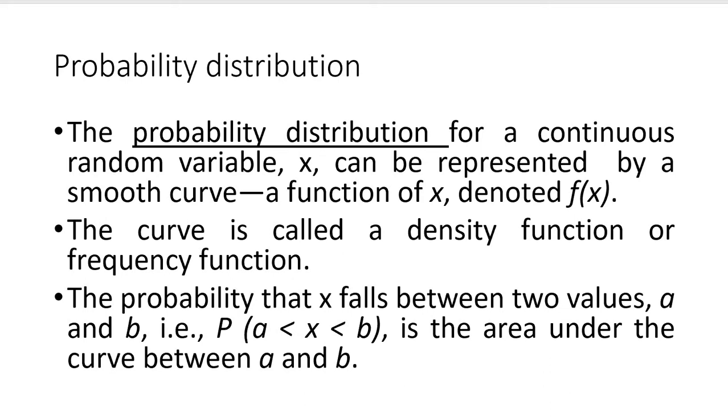And for continuous random variables, probability distribution can be represented by a smooth curve, a function of x which will be denoted as f of x. This curve is called density function or frequency function. And when we use this distribution, the probability that random variable x falls between two values, let's say a and b, is area under the curve between a and b.